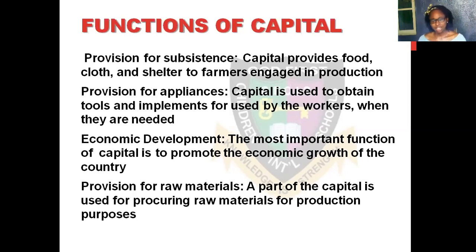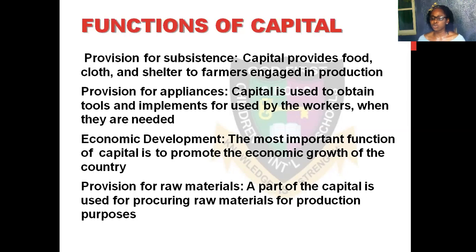Let me take that again. The functions of capital. Capital provides clothes, food, and shelter for farmers that engage in production. And provision for appliances. Capital is used to obtain tools and implements for workers to be able to work very well, and the work should be effective.